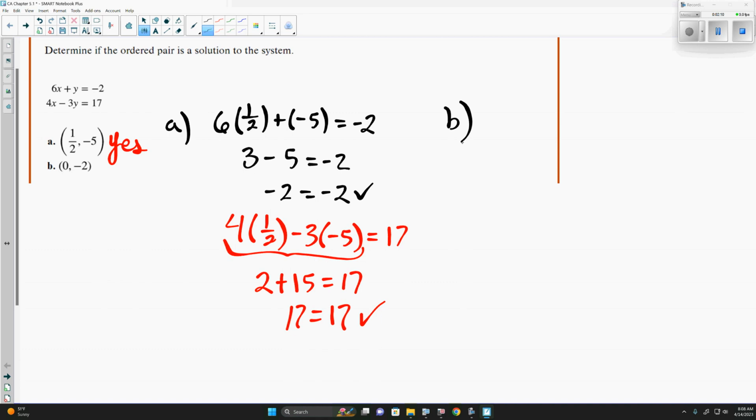Now part B, so we're going to try it again with 0, 2. So for the first one, we can say 6 times 0 plus -2 is equal to -2. 6 times 0 is 0. -2 is equal to -2. It works. And just because it works for one doesn't mean it will work for both.